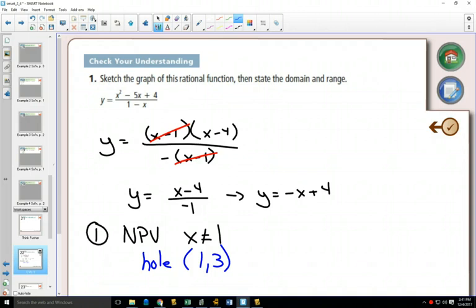Because I'm the teacher, I looked at the answer key beforehand. Perfect. Well, the non-permissible value is 1, so that's where the x coordinate comes from. Where do I get that value of 3 from?